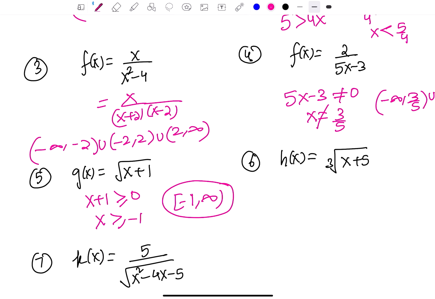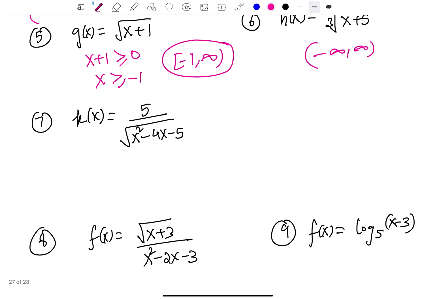Next function, we have a cube root. For cube roots, there is no restriction. You can have a negative inside a cube root. It's still going to give us a real output. So the domain in this case would be negative infinity to positive infinity. Next example, we have a quadratic in the denominator and we have a radical in here as well.